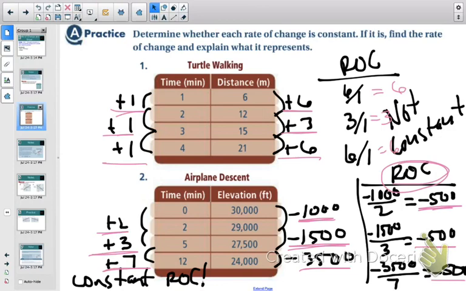So even though these numbers aren't the same, when you find the rate, or the ratio, they all end up negative 500, so it is a constant rate of change. Constant rate of change. Hallelujah. This means it's linear. And what that means is our constant rate of change will be negative 500 feet per minute, which basically means the airplane is descending at a rate of 500 feet per minute. It's losing 500 feet in elevation per minute.